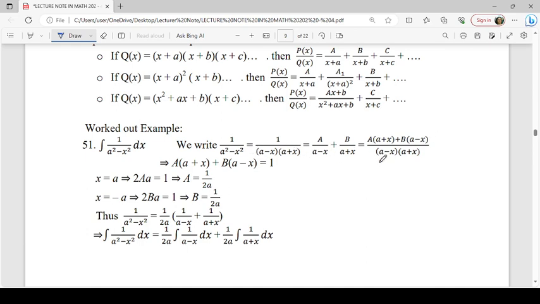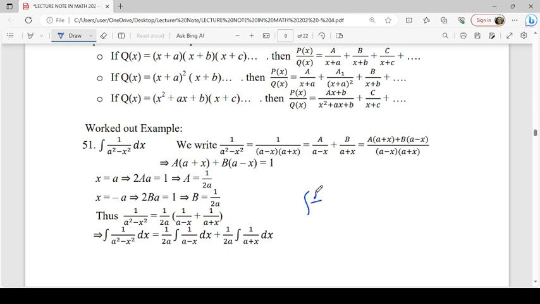This is the method. Means what? We are writing this fraction as a sum of some simple fractions. So this 1 by a square minus x square we are having in terms of 1 by a minus x and 1 by a plus x, so that this comes as a logarithm function. So this is the result, an important result.